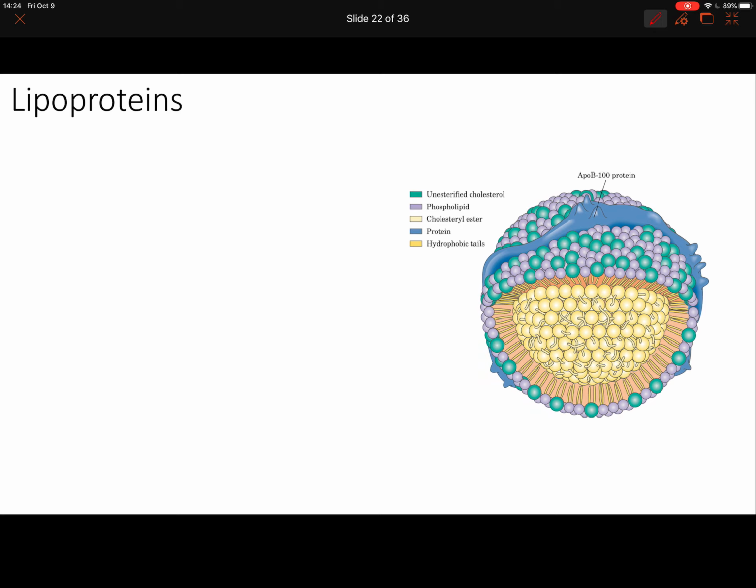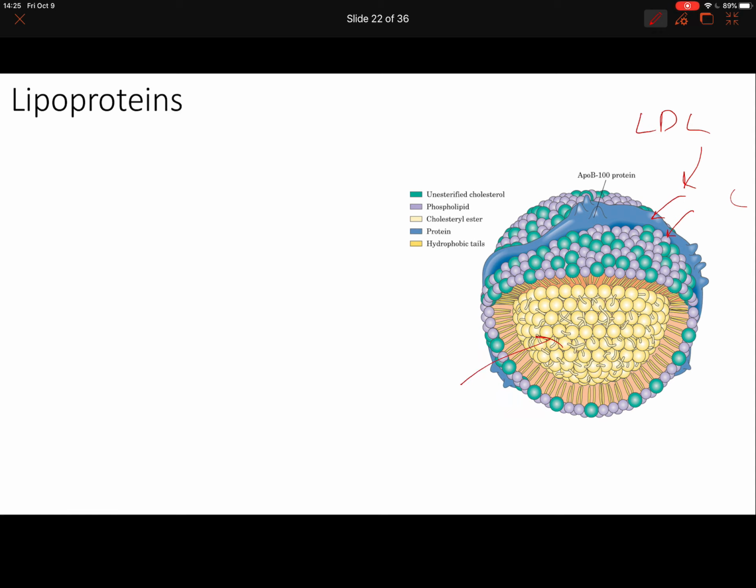Now, lipoproteins carry cholesterol. Most lipoproteins contain a core of hydrophobic lipid molecules surrounded by a shell of hydrophilic molecules such as proteins and phospholipids. And there are four kinds of these lipoproteins. I'm showing you a general one, an LDL right here. We've got phospholipids and proteins on the outside, and for the most part, the cholesterol, which is nonpolar, is going to be found on the inside here.